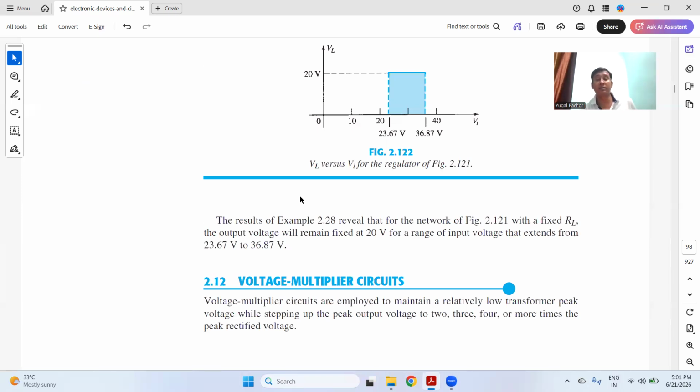So I think this voltage multiplier circuit I will do in the next part of the video. So I think I'm stopping over here so that you get an idea about the rectifier, that is the full wave and the half wave rectifier. Full wave are of two types. One is the center tap, another is the bridge rectifier.